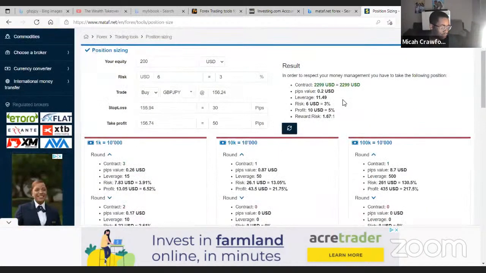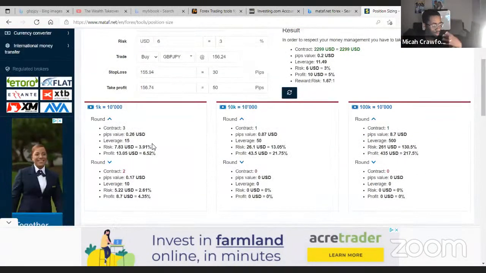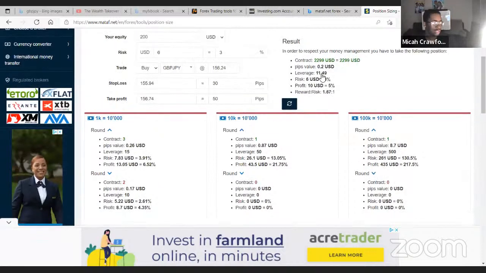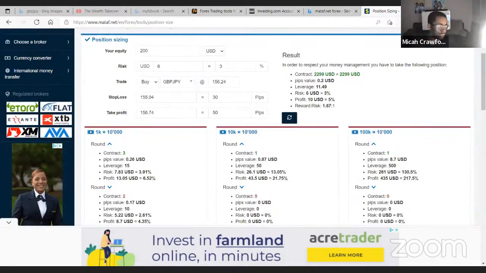All right. So as you guys can see, if you moved up lot sizes, then that's what you could have as well. So that's one website that you all can use.